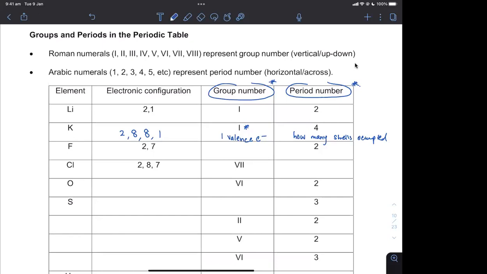If you want to check for potassium, you can check 2 plus 8 plus 8 plus 1, which gives you 19 electrons, which gives you 19 protons because you have an atom. An atom is uncharged. Number of protons equals number of electrons.